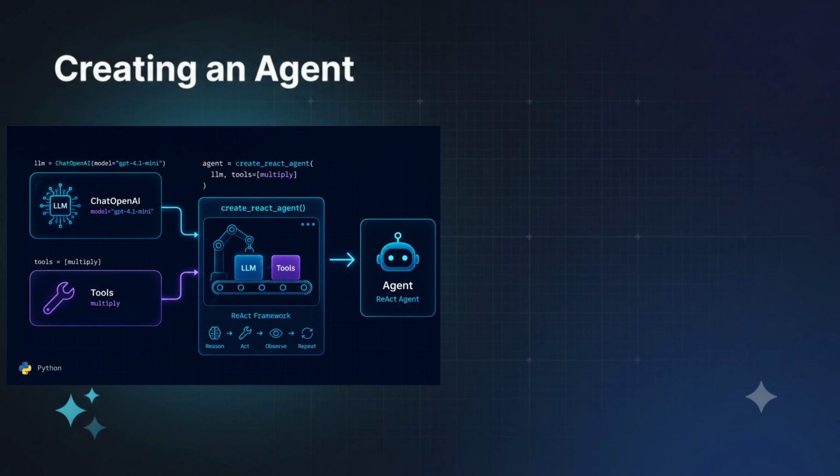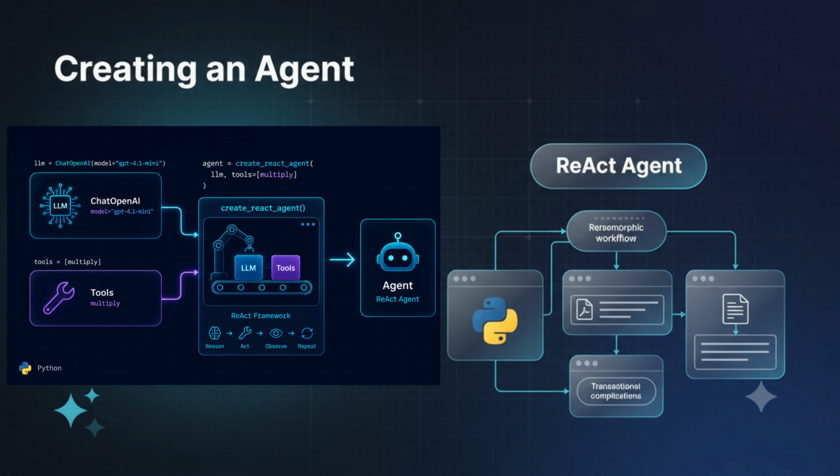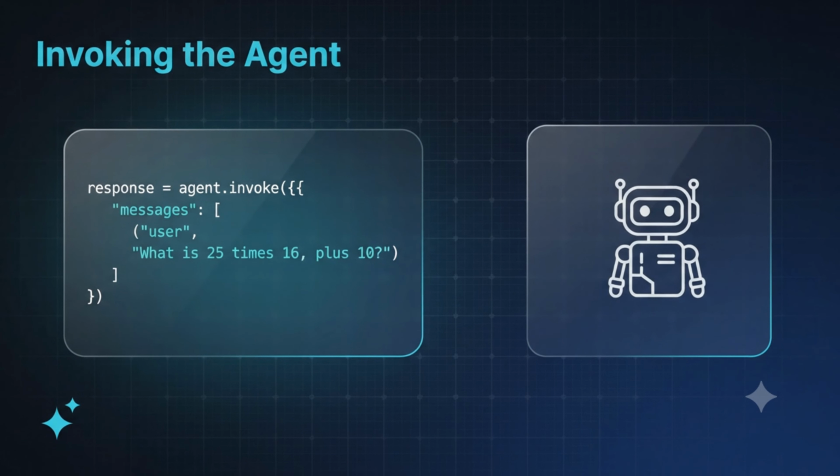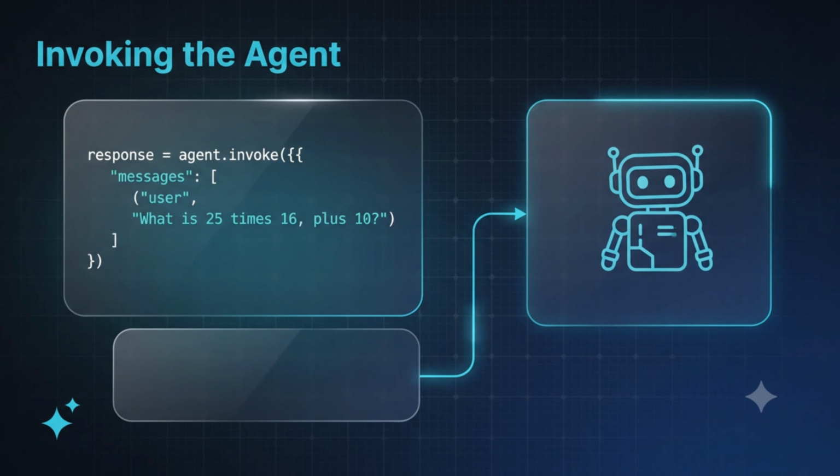Just like Part 5, we reuse the same multiply tool. The difference is that the agent now decides when to call it. The agent receives the complete question. It independently decides how many reasoning steps are required.